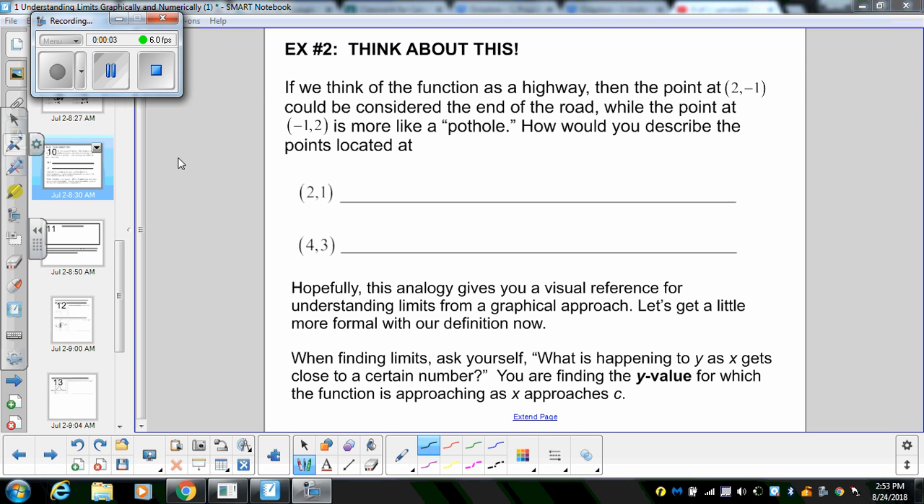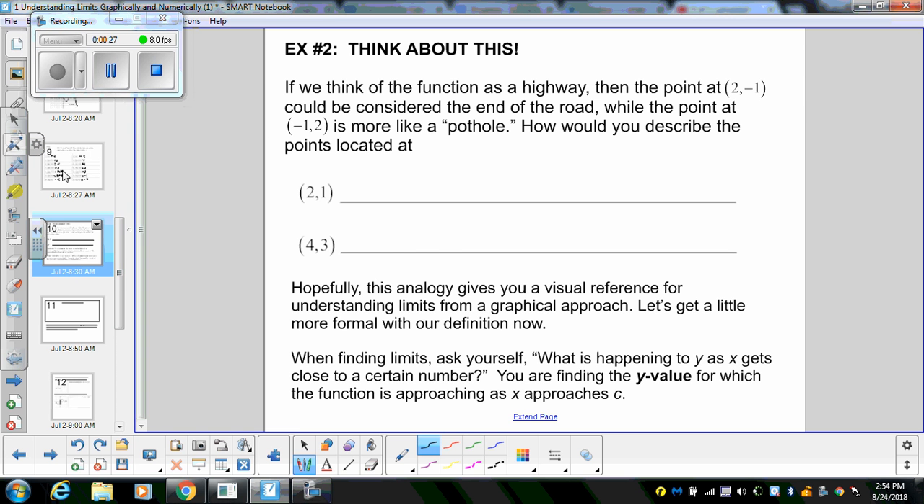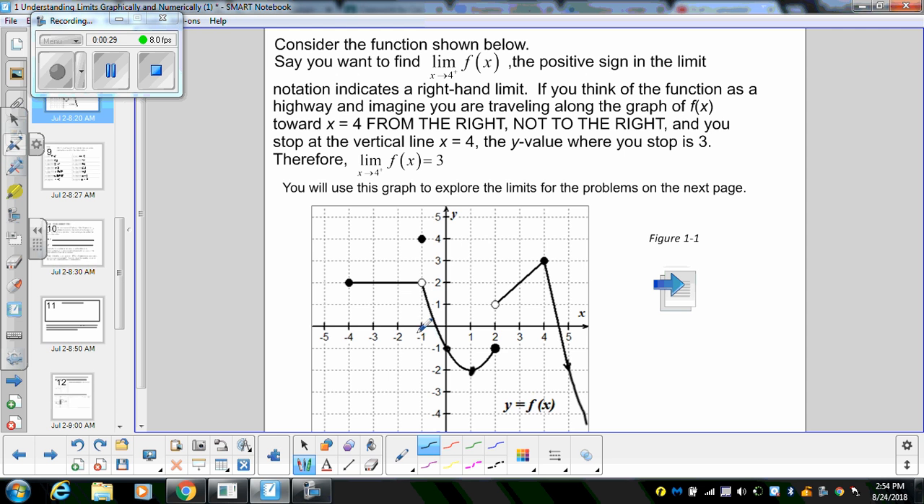Alright, so let's continue our discussion about understanding limits graphically and numerically. We are now on example 2, and let's think about this. We think of the function as a highway, and the point at 2 comma negative 1 could be considered the end of the road. If we go back to the graph that we were looking at earlier, and consider that point, that could be the end of the road.